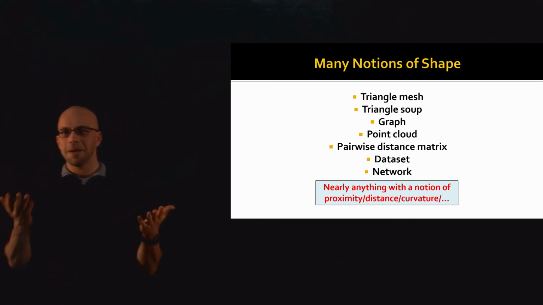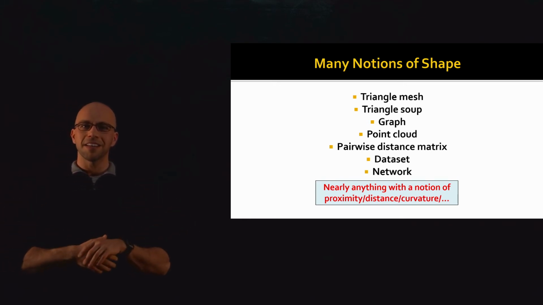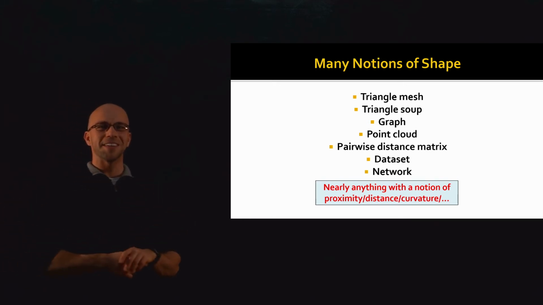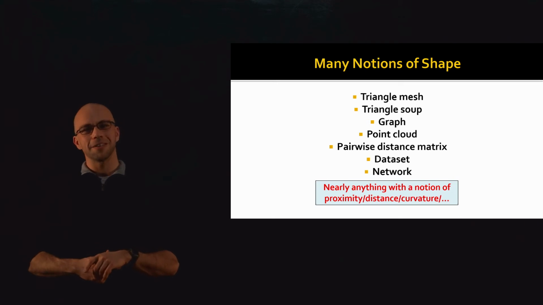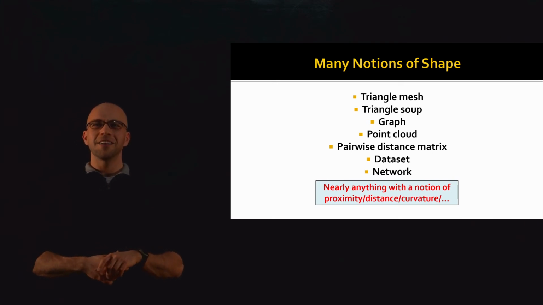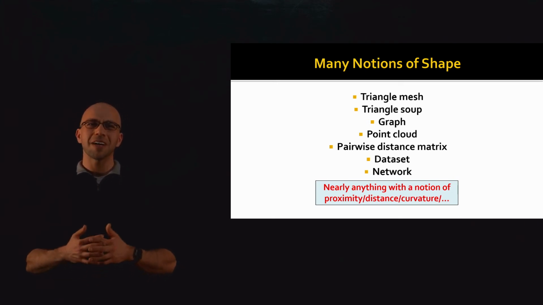So this term shape here is going to be extremely vague. It's essentially almost any object with some notion of proximity or distance or curvature, bendiness, holonomy, and so on. And we're going to see that in many different domains.